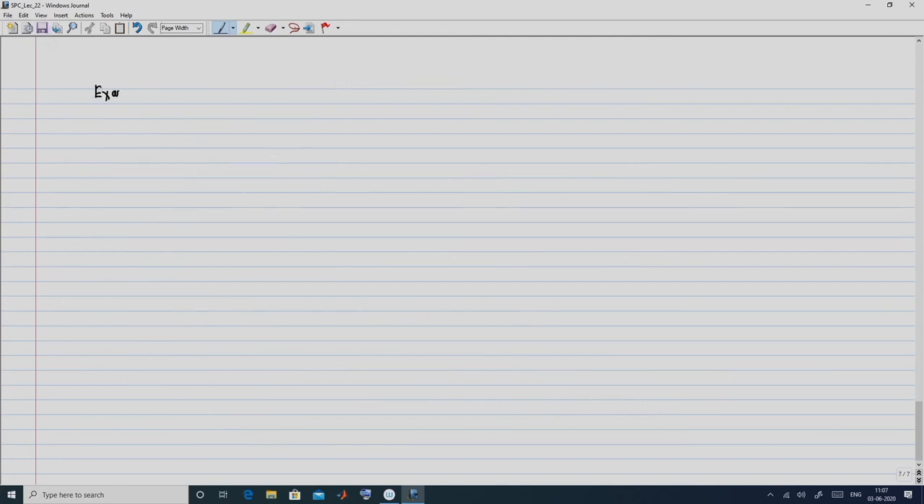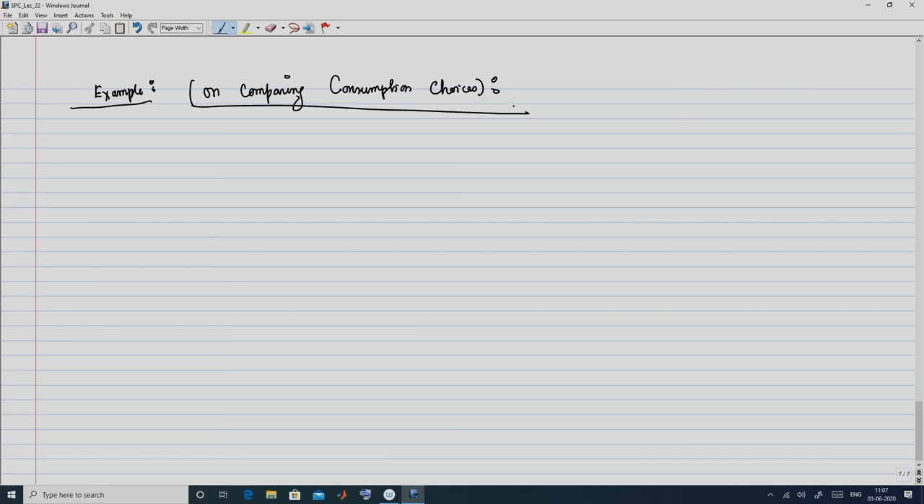Let us now consider an example of comparing consumption choices, and you look at 2 scenarios. So, scenario 1 is enumerated as follows, and in scenario 1, the investor has to choose between 2 projects.